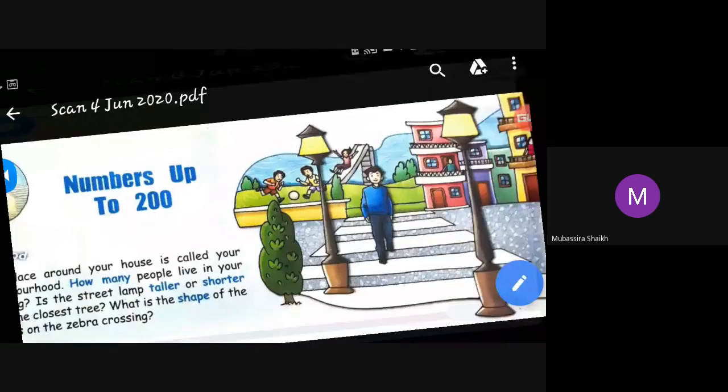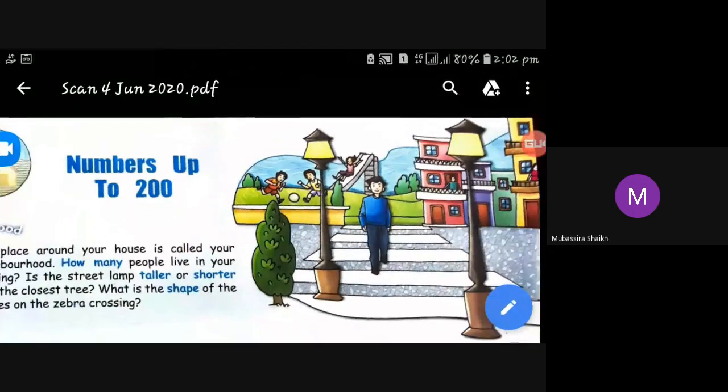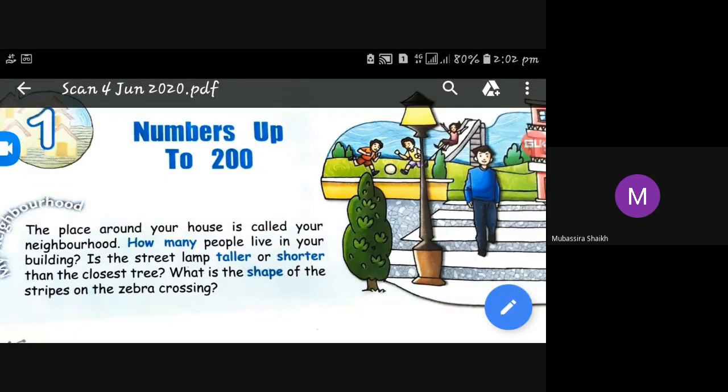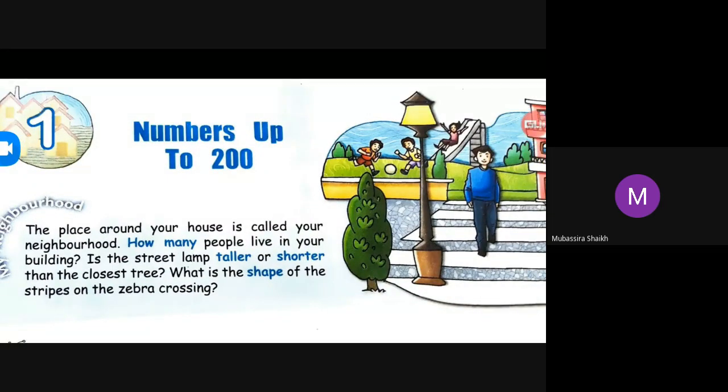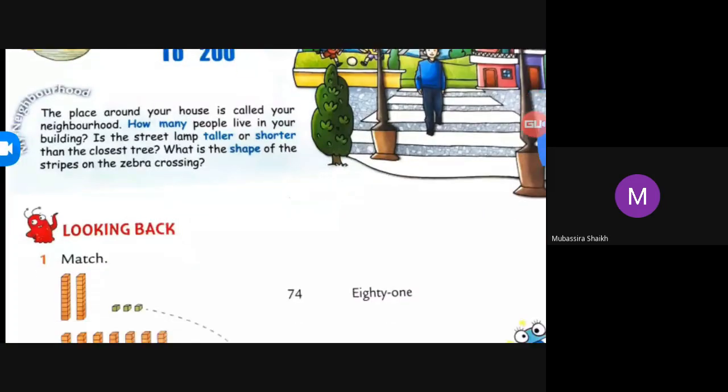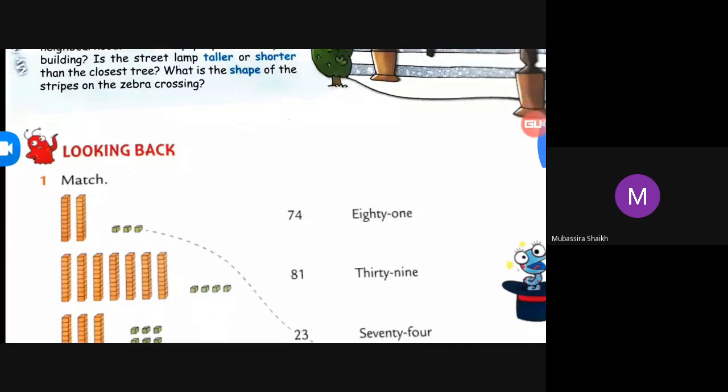Now my screen is visible to you all. You can see this. Chapter number 1, numbers up to 200. This is our first chapter and we have still not completed it. We are in chapter number 1 only. This is the numbers up to 200. All the things we had completed, and I hope you remember this.